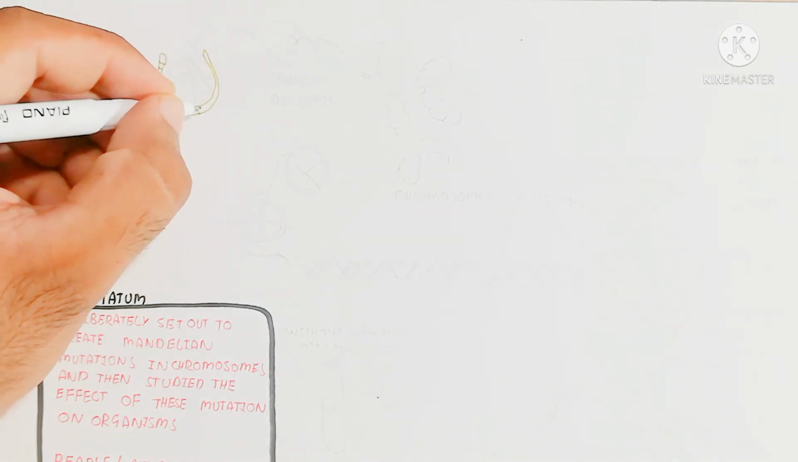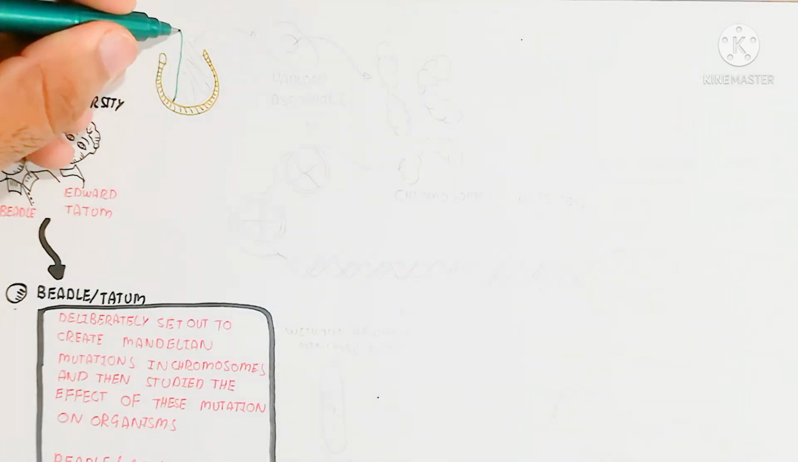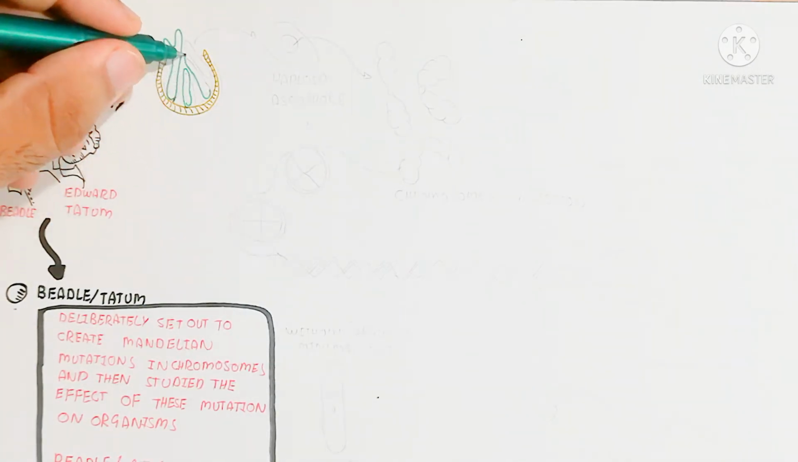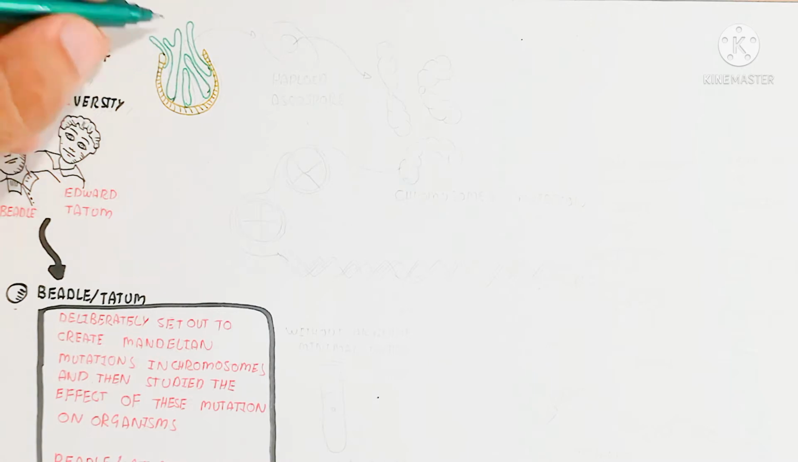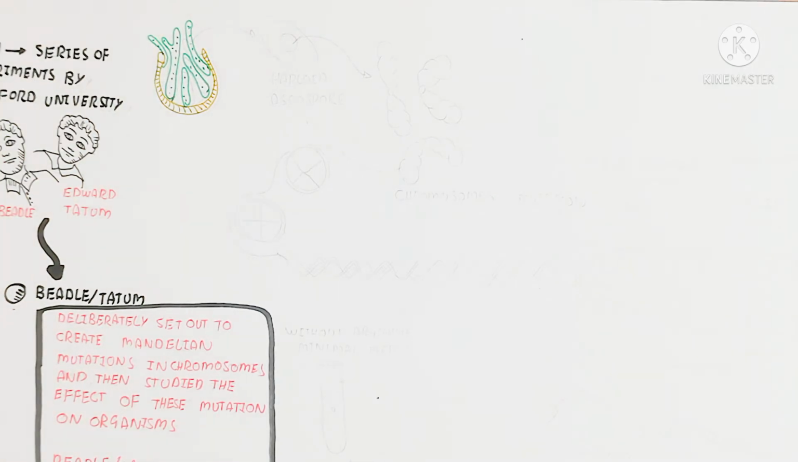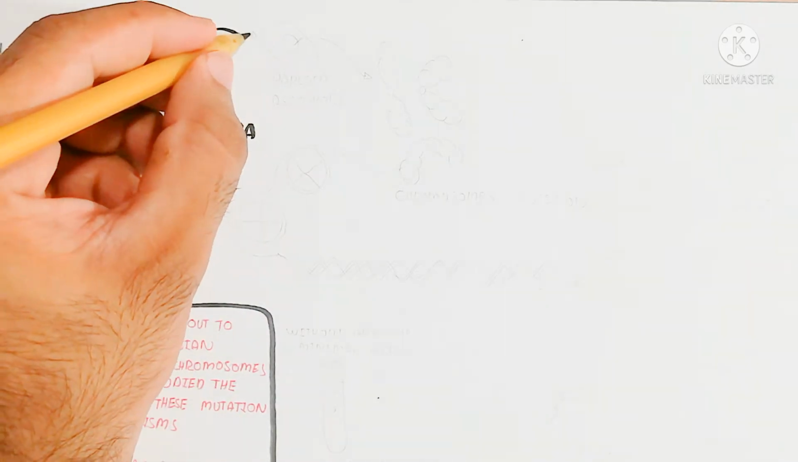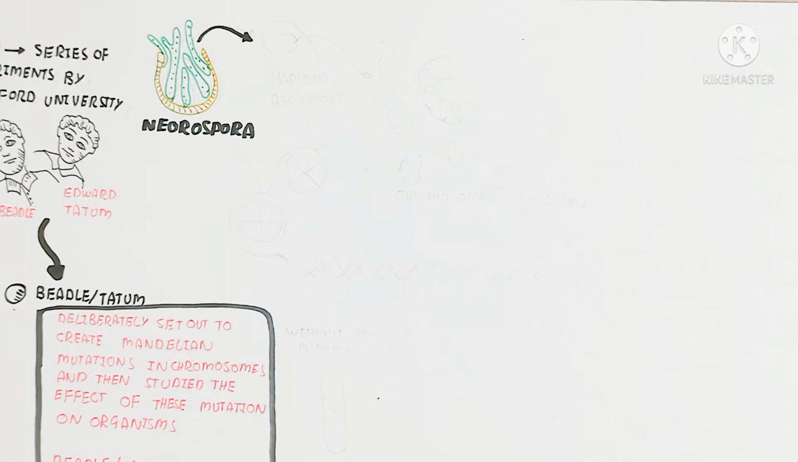How is it possible? Let's begin to understand. Here is a Neurospora. Normally this Neurospora will produce arginine. So arginine is produced, and the mechanism of the production of arginine we will discuss.